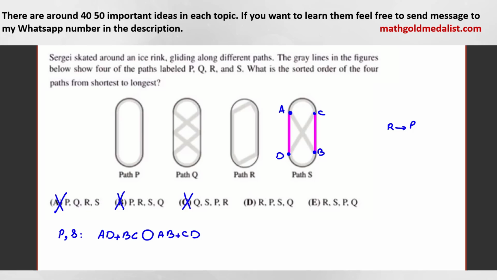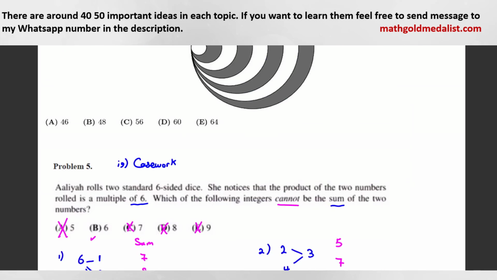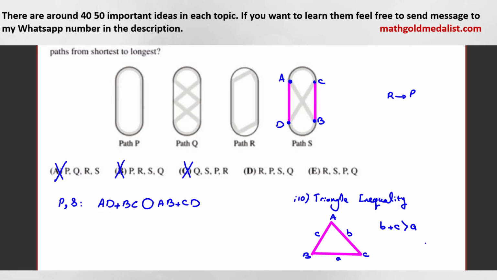For this one, you should apply the triangle inequality. It is homework 6, idea 9, idea number 10: triangle inequality. So triangle inequality is what? If you have a triangle like this, for example A, B, C, we know that the sum of each two sides is greater than the third: B plus C is greater than A. Also, for example, A plus B is greater than C, and A plus C is greater than B. We call it triangle inequality.